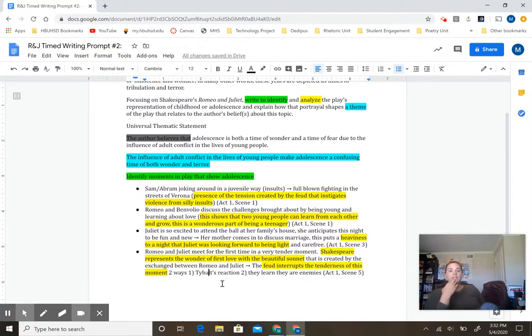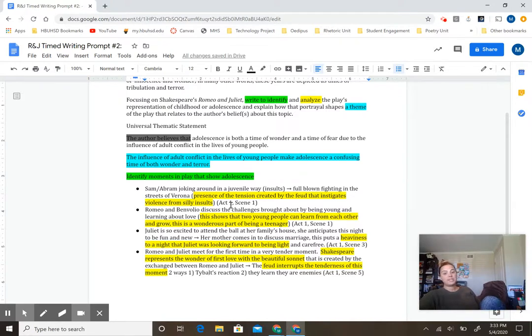And in terms of lead-ins, or how do I cite this information? In your sentences you can do something that I think you're comfortable with, because I tried to get you away from it, but here it's okay to apply it, where you say, in Act 1, Scene 1, Sam and Abram are joking around in a juvenile way when he insults his enemy by biting his thumb at him. This is silly, juvenile. Okay, so I hope that gives you a good example of how you can embed where the paraphrase is coming from with lead-ins to your sentences.